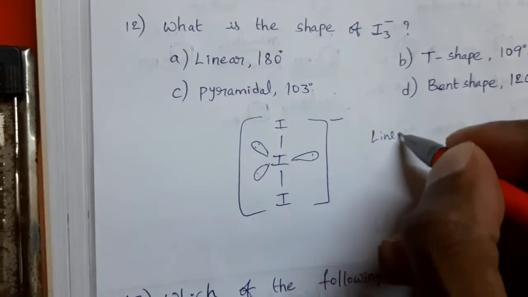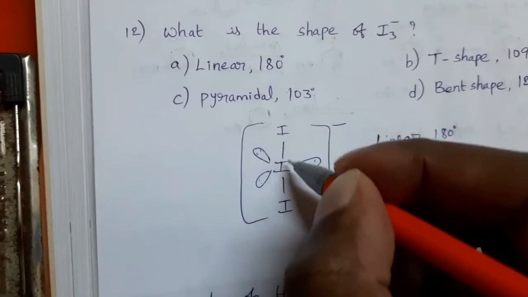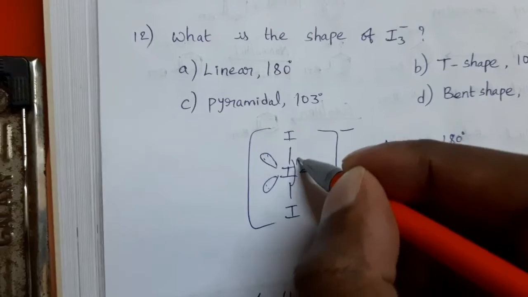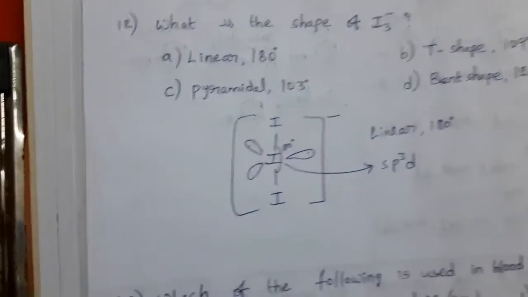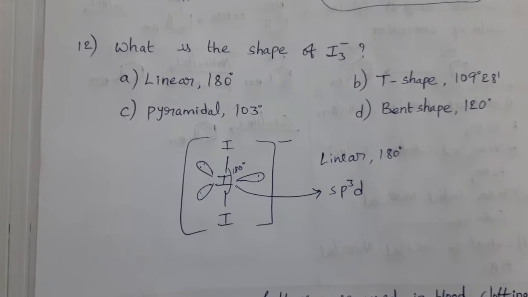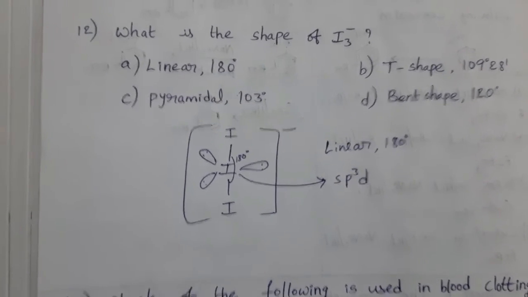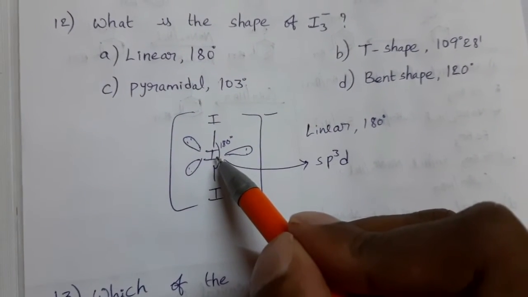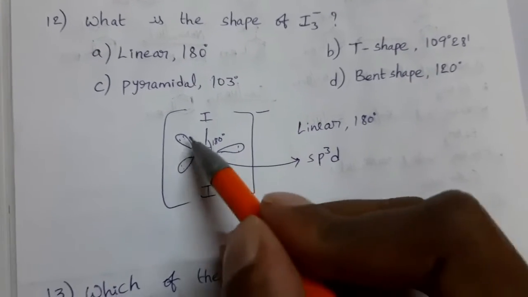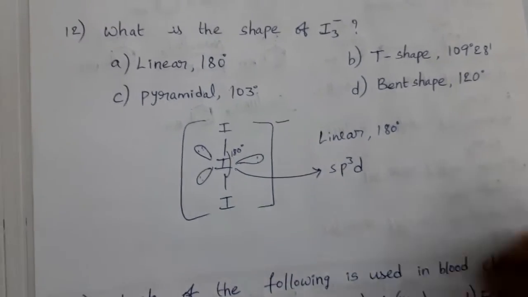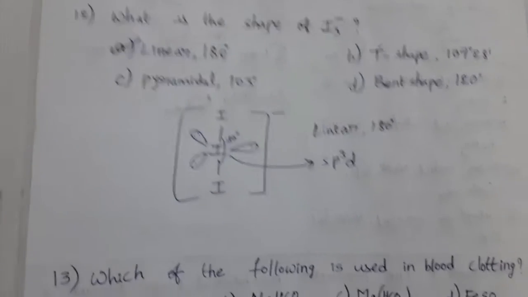So linear shape, and the bond angle is 180 degrees. Central atom iodine hybridization is sp3d. Shape is linear, bond angle is 180 degrees. The central iodine atom has three lone pairs of electrons: 1, 2, 3. These are occupying equatorial positions. Now option A is the answer for this linear shape, 180 degrees.